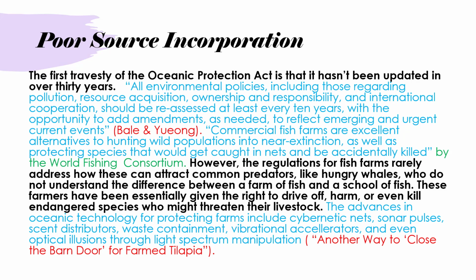Then we move into the next sentence. "Commercial fish farms are excellent alternatives to hunting wild populations into near extinction, as well as protecting species that would get caught in nets and be accidentally killed by the World Fishing Consortium." All right, so we have some problems here right up front. First of all, what the heck does this have to do with being updated? Do you see how we've lost context for this quote? Here is a drive-by quote, all right? We have no idea why this is here because we, as the authors, have not set it up to show why it belongs here, all right?